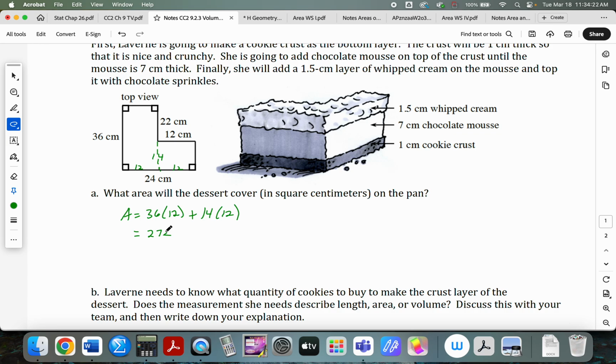Oh, it was 360. Wow, that was way off. 432. Plus 14 times 12 is 168. And even if you didn't do it this way, there's more than one right way. You should get exactly 600 square centimeters.